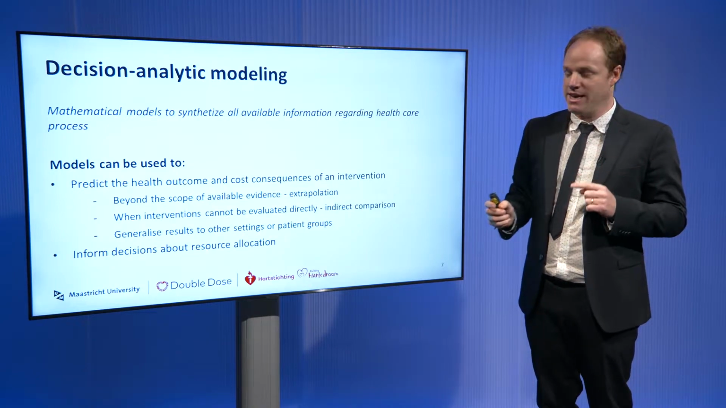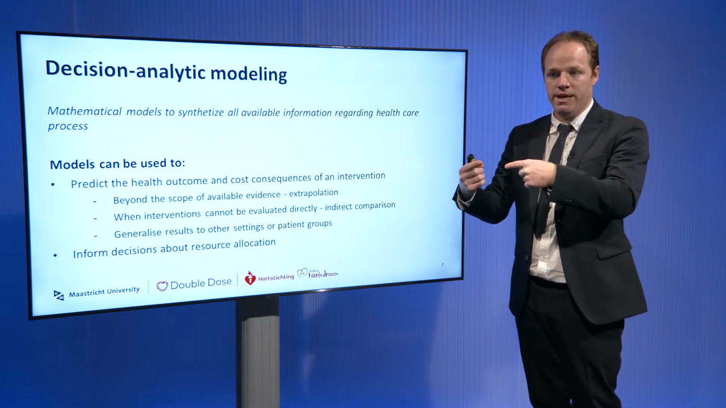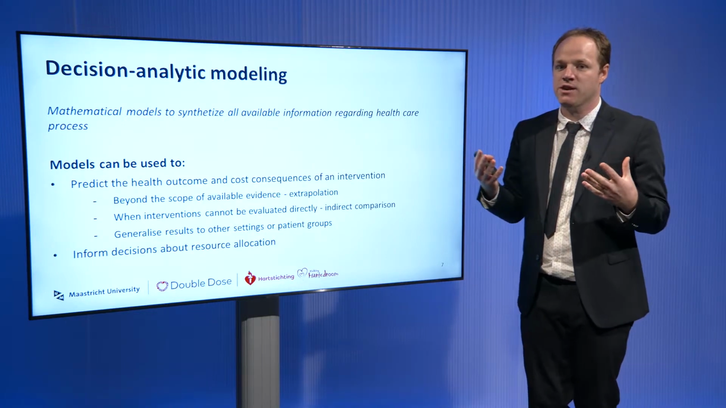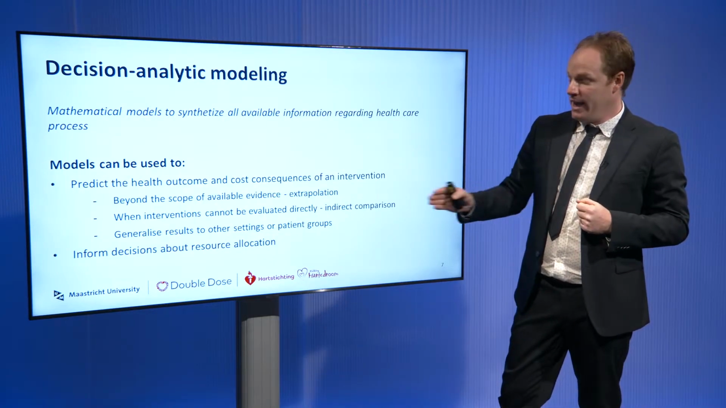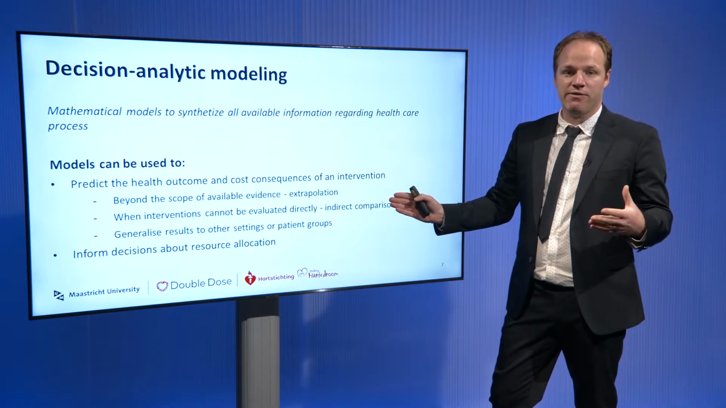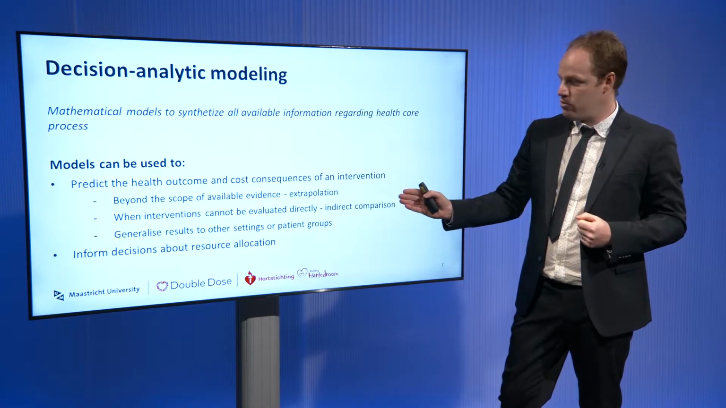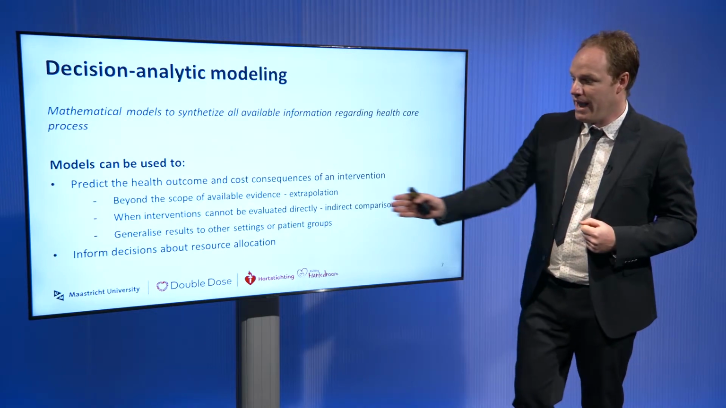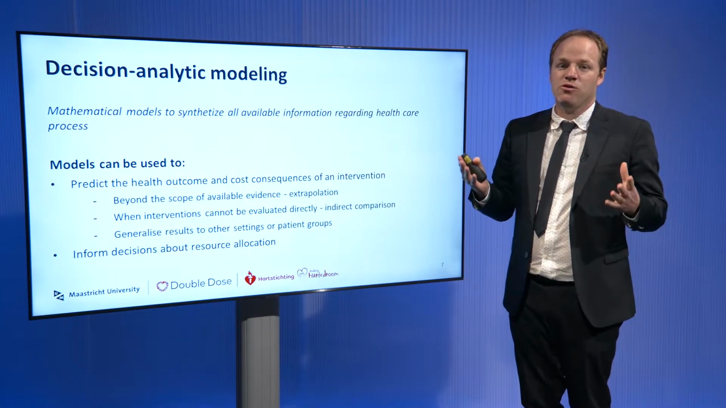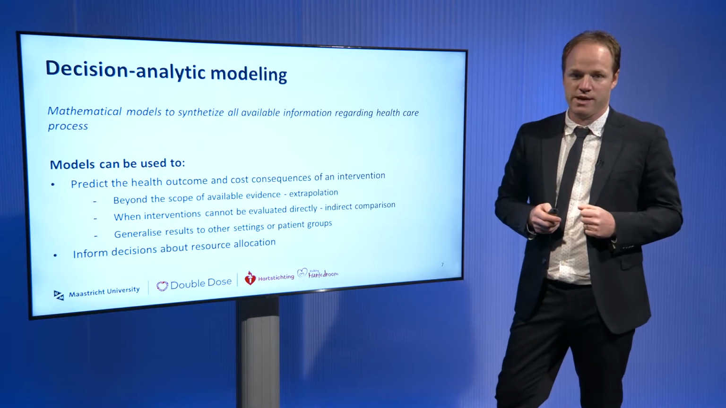And interestingly, beyond the scope of available evidence, we can really extrapolate the benefit from a trial over the long term to really capture the long-term consequences of the intervention. In addition, with a model, we could really compare different interventions, and also interventions that are not directly compared in a trial. We do indirect comparison. And a model can also generalize results to other settings. And the models are most commonly used really to inform about efficient resource allocation.